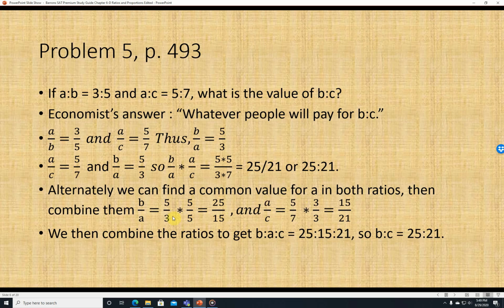So you're going to need a common multiple of 5 and 3, and since they're both prime numbers, you are just going to have to multiply 5 times 3. So you multiply 5 over 7 times 3 over 3, you get 15 over 21. So then the ratio of b to a to c is going to be 25 to 15 to 21, and so you can just take the a out and you'll get the ratio of b to c is 25 to 21. It's a little more convoluted, but if you're not confident in the first approach, by all means, use the second approach. There's no wrong way to do this other than one that doesn't give you the right answer consistently, okay?